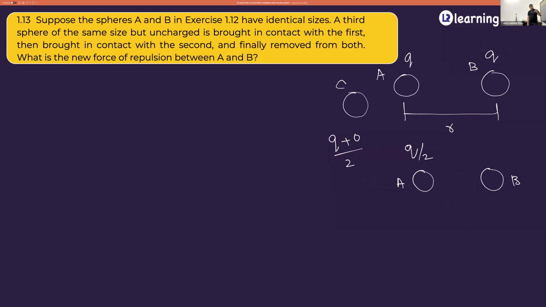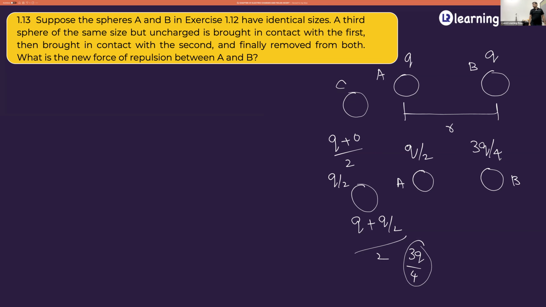Am I clear with this? Now this C is having Q by 2. This Q by 2 is taken in contact with this Q. So how much will be the new charge now? It will be Q plus Q by 2, the whole divided by 2. So it is going to give me 3Q by 4. This 3Q by 4 is going to be present here, and the distance of separation is still R.